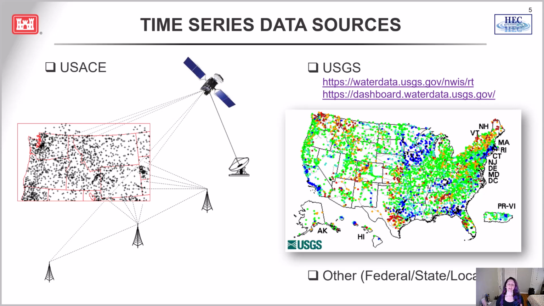If what you need isn't in either of those places, you can reach out to other federal, state, and local partners, such as the Bureau of Reclamation, state water management districts, or even local partners in your general area. Basically, if you can find time series data, you can bring it into SWMS.